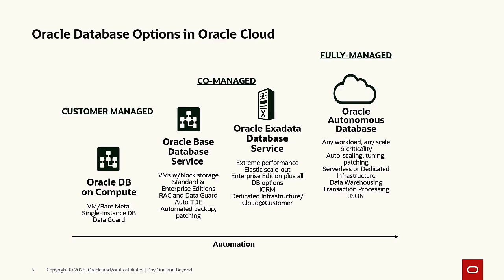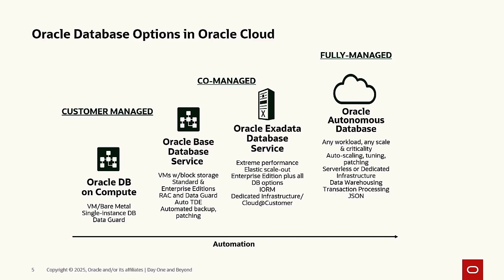Now moving on to co-managed services is Oracle Exadata Database Service. This is for extreme performance scaling applications, and it includes all database options. It also has additional deployment options, so dedicated infrastructure as well as a cloud at customer option. So you can deploy an Exadata machine in your data center and run it behind your firewall to meet regulatory and also data residency needs.